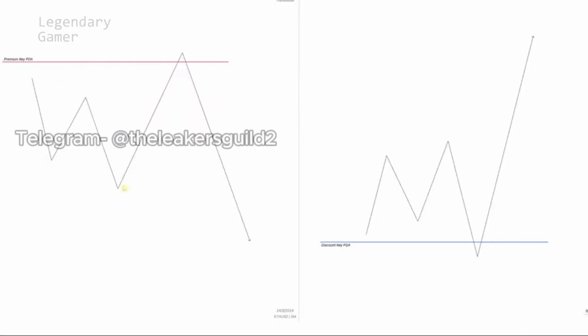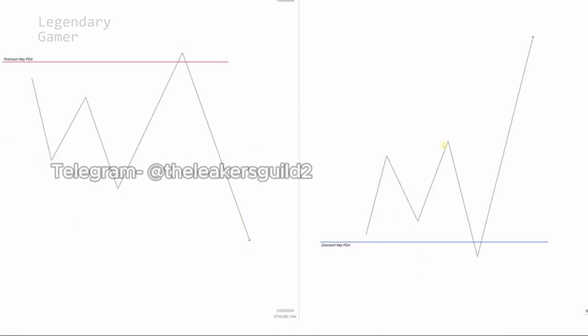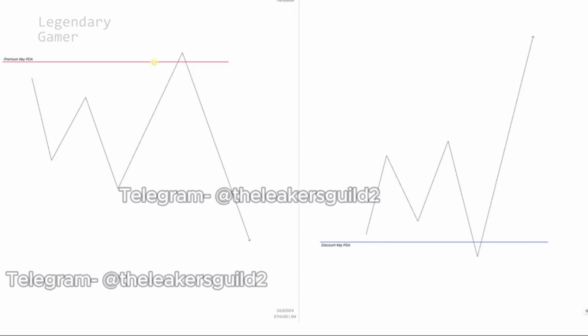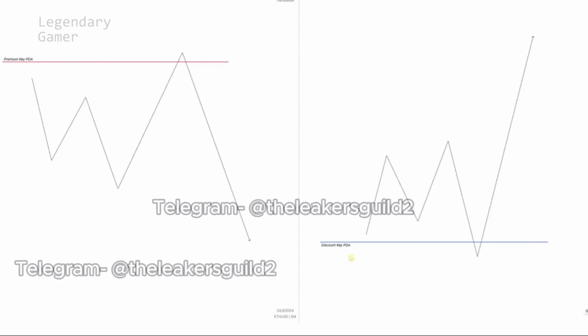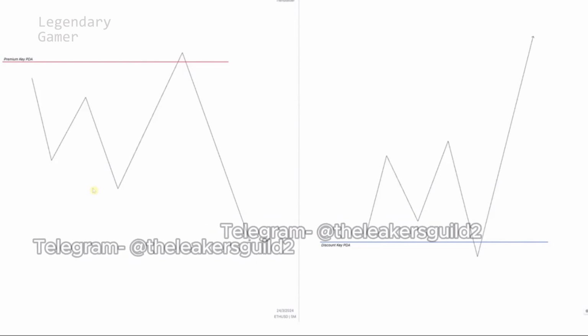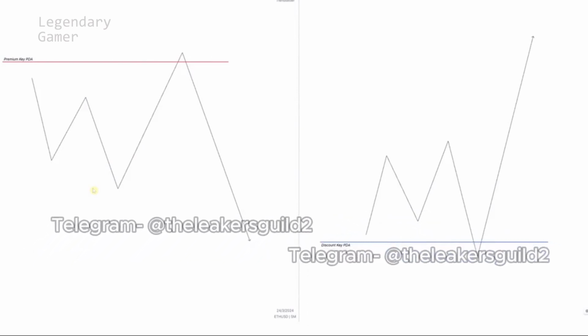So over here we've got a crude schematic of price action. We've got a line chart over here for a bearish scenario. We've got a line chart over here for a bullish scenario. We've got our premium key PD array outlined and our discount key PD array. So we have to approach this mechanically. We want to see this happen first, then that, etc.